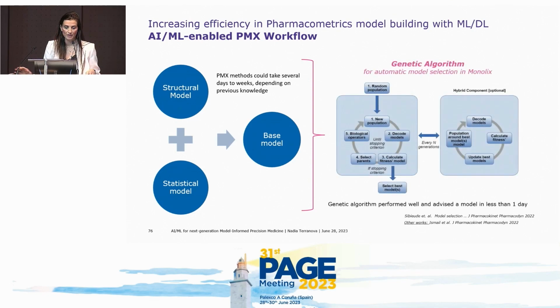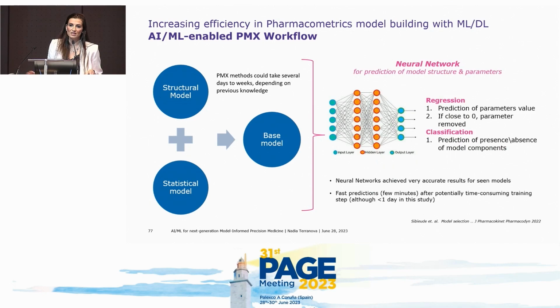With respect to base model selection, there have been works showing that genetic algorithms can really advance our model building pipeline. Here is an example of a genetic algorithm integrated into Monolix, which showed very good results in advising the best model from a library of structural and statistical models in less than a day. I think all of you can acknowledge that this is quite amazing, because this may take days or weeks depending on the prior knowledge that we have on our data.